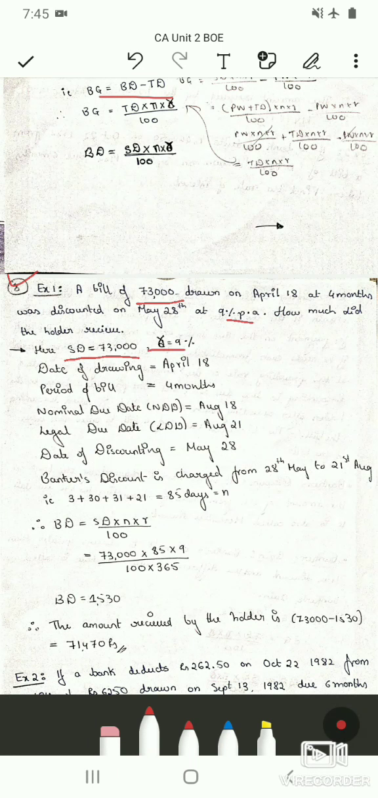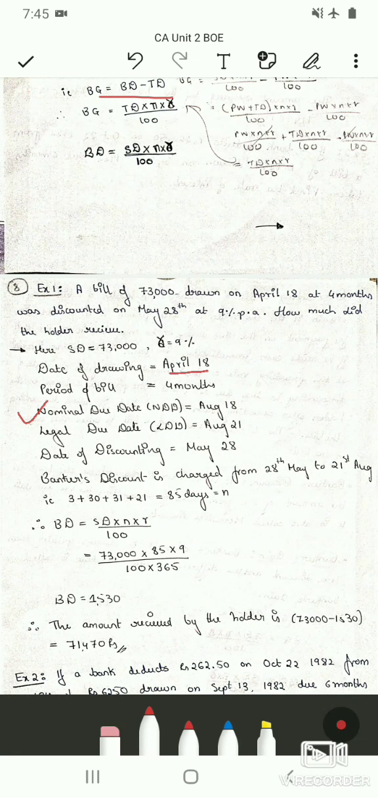Rate is given, that is 9%. And the bill was drawn on April 18th, so the date of drawing the bill is April 18th. The period of the bill is given as 4 months. So with this information, that is the amount of the bill, the date on which the bill was drawn, and the period of the bill, we can calculate the nominal due date and legal due date.